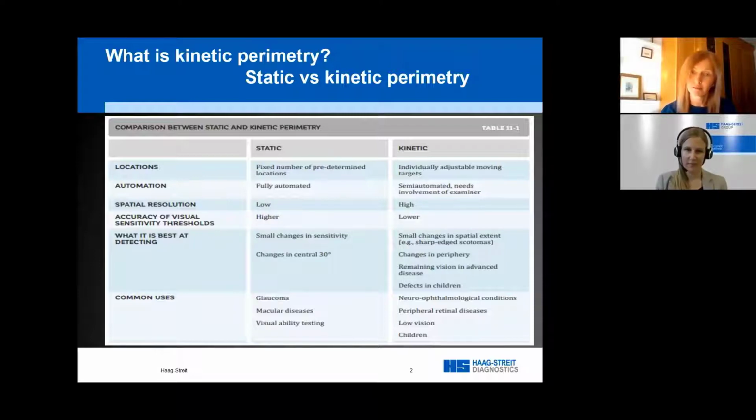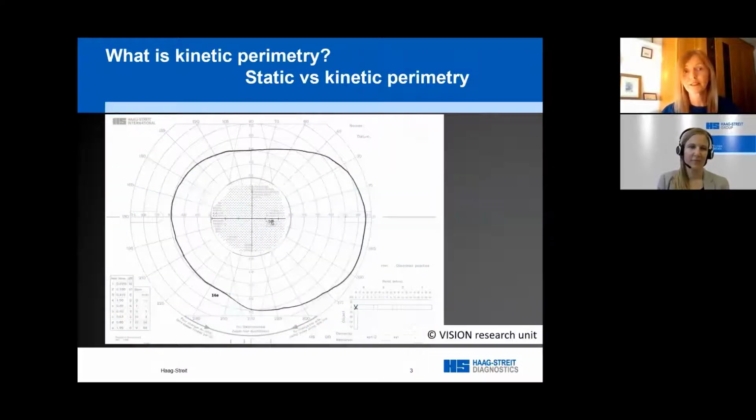Then with regard to patient ability, kinetic is ideal for testing patients who find visual field testing difficult. And that includes young children, patients who've got low vision, but also adults who have cognitive or attention difficulties. This slide shows the dimensions of a 24:2 static field within the wider boundary of the visual field on a kinetic template.